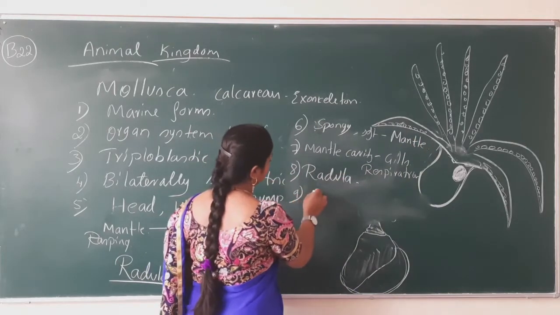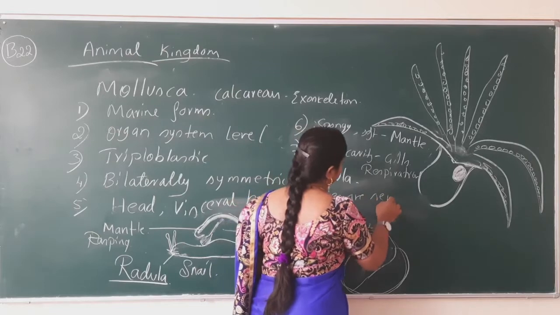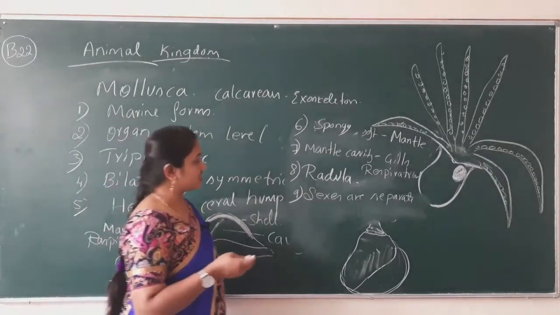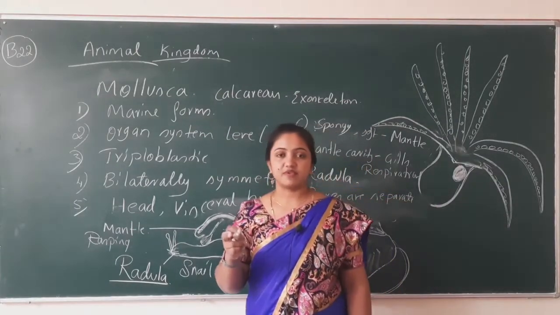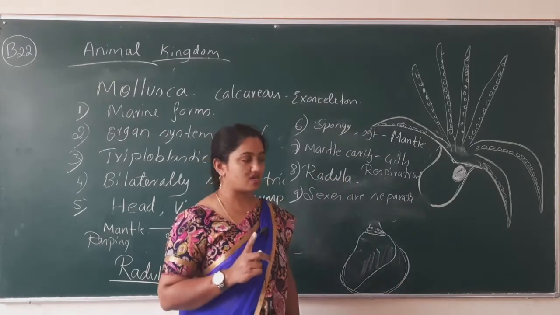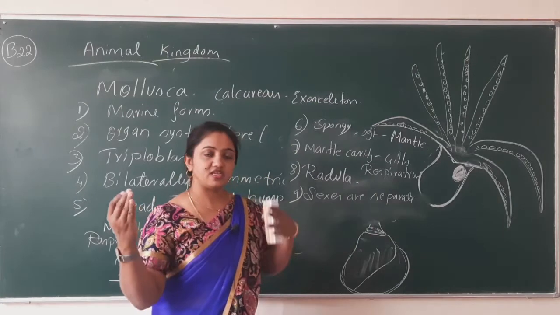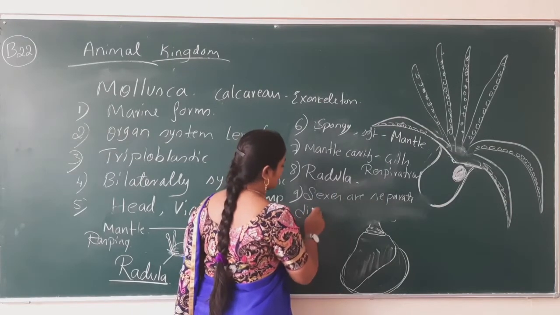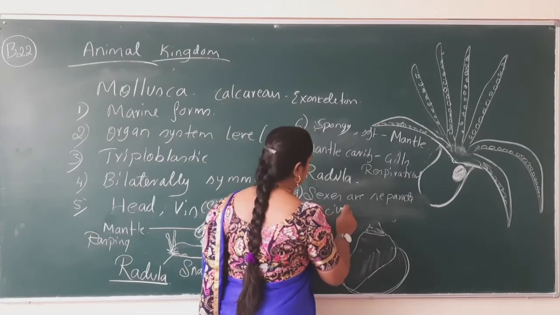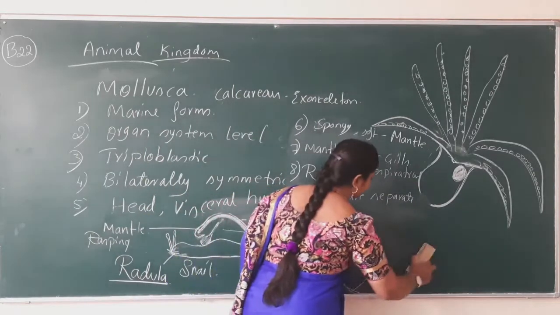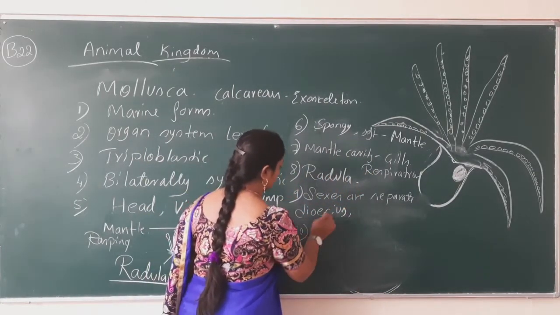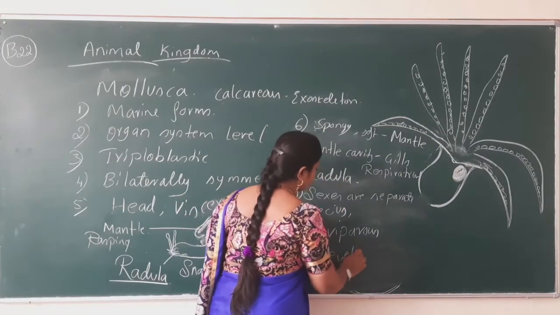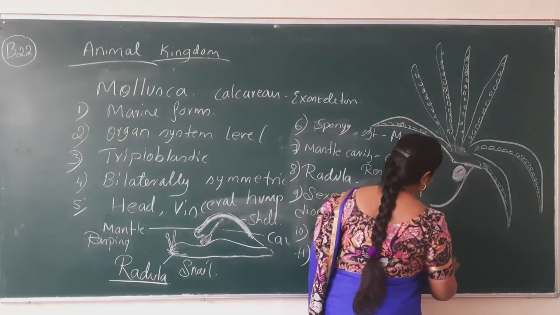Okay, and the next is, sexes are separate. What does that mean, my dear students? Male animal is different, female animal is different. If the male and female sex organs are present in only one animal, those types of animals are known as hermaphrodite. Sexes are separate means male snail and female snail are in different forms. Here I can write dioecious. After this character, let me write, these are oviparous. They lay eggs, and development is indirect.